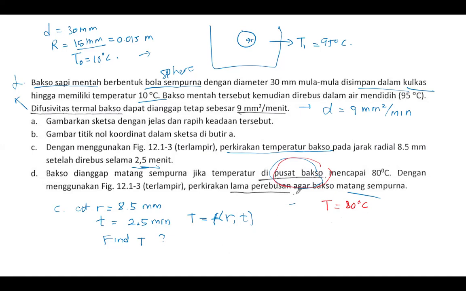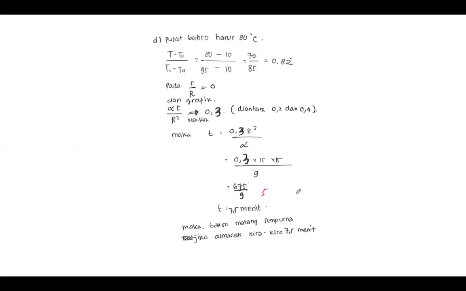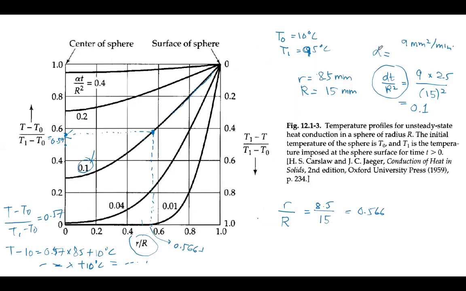So now you know the axis, the dimensionless temperature, and then you find the graph. The center temperature is at the center of the sphere. You need to find the center of the sphere, and you also know the position, so you can find which graph you should use.